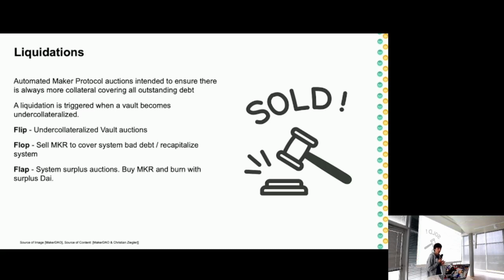Then we have flop in case the collateral that was put into the system is not enough to cover the bad debt that was created through that vault. Maker sells the Maker token to cover this bad system debt. On the other hand, if the system works very well and the system is making profit, then we have the flap auctions where they can buy Maker and burn the surplus DAI.